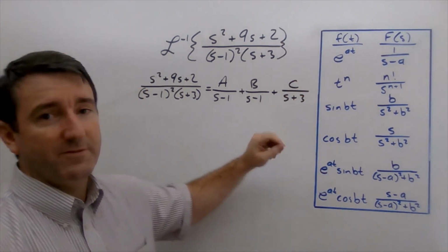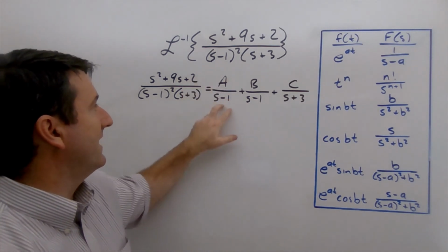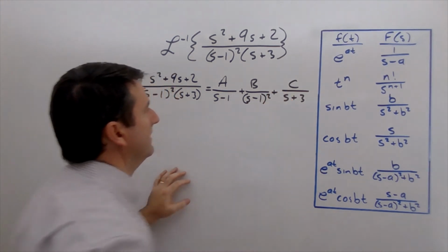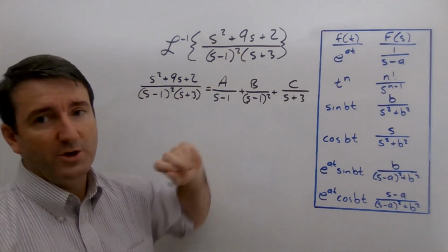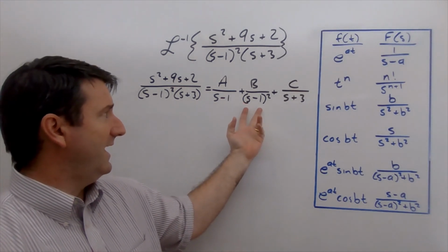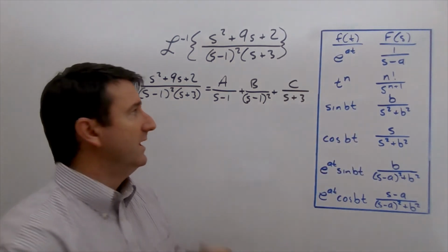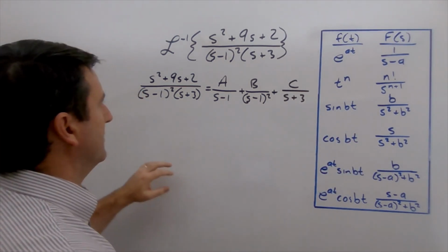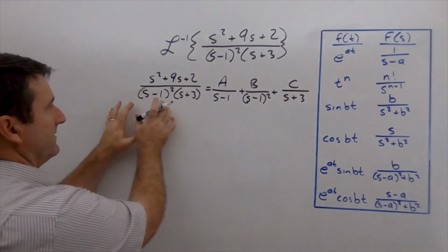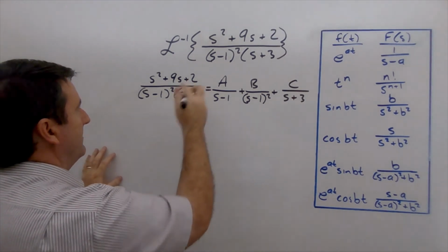Now, here's where the difference comes in. When you've got a repeated factor there, for this one, we're going to square it. So if this were cubed, we'd have s minus 1 plus s minus 1 squared plus s minus 1 cubed. All right, so now we proceed as we did before. We're going to start by multiplying both sides by this common denominator here.